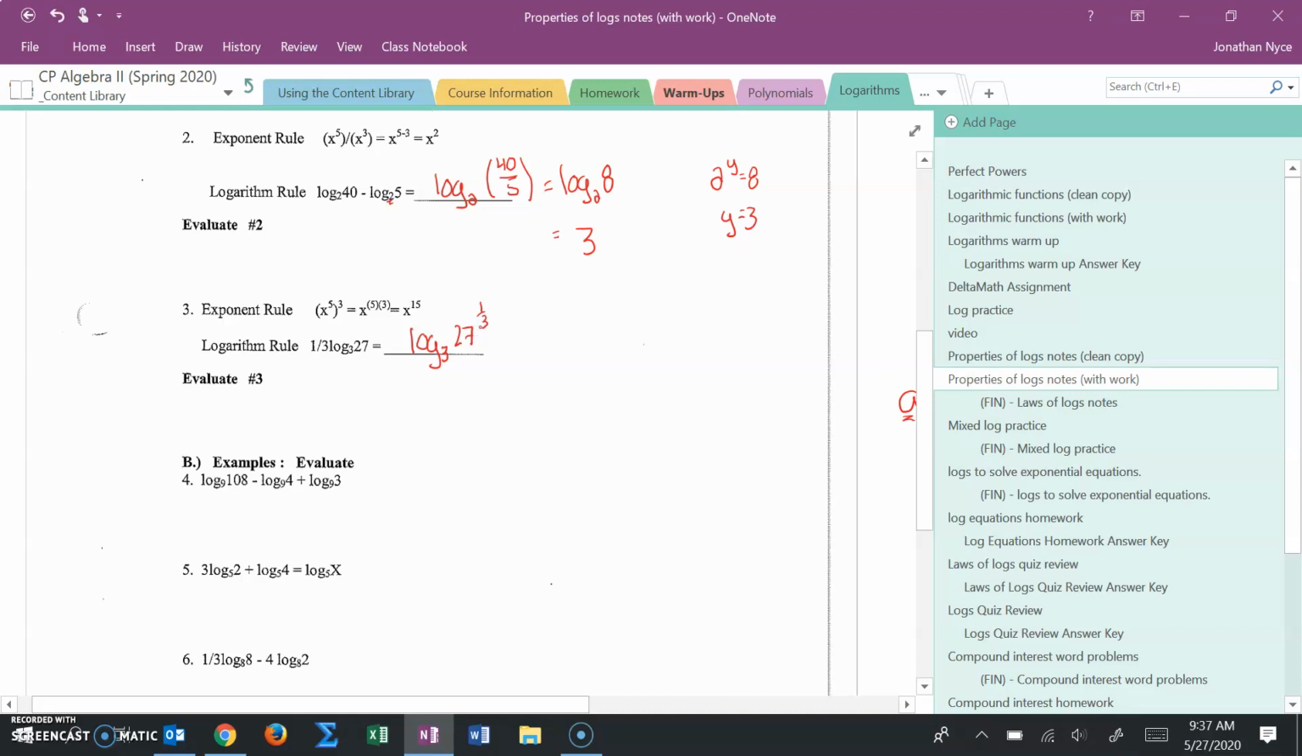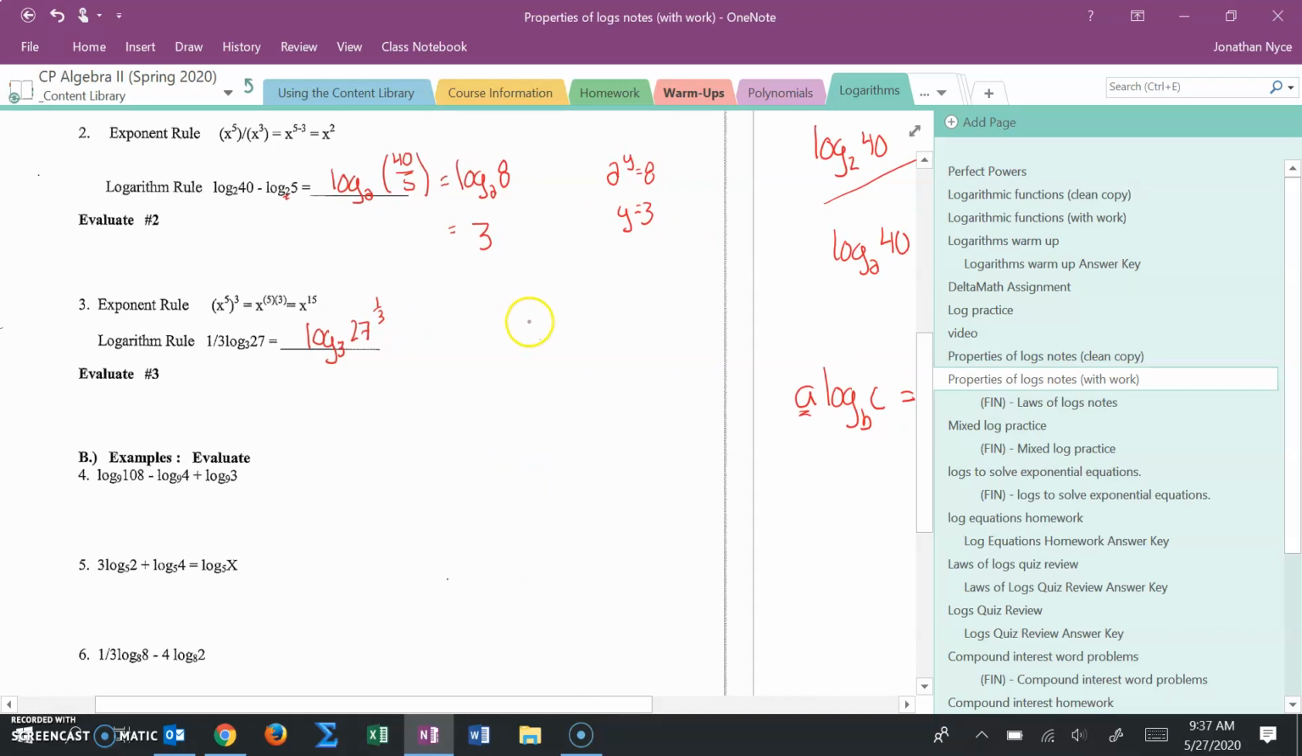There's a couple different ways to evaluate this. If we do 27 to the 1/3 power, remember fractional exponents are radicals. That's a cube root of 27. That ends up being just 3. Cube root, looking for sets of 3 of the same number. So 27 to the 1/3 is 3. This becomes log base 3 of 3, which is just 1. Again, that says 3 to what power is 3. So we end up getting just 1 for that one.